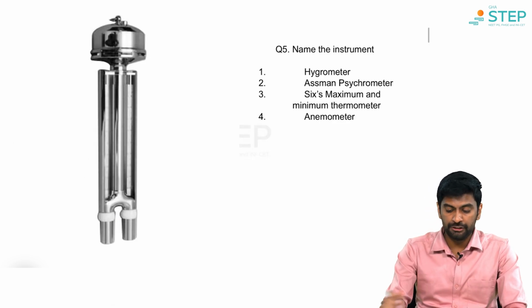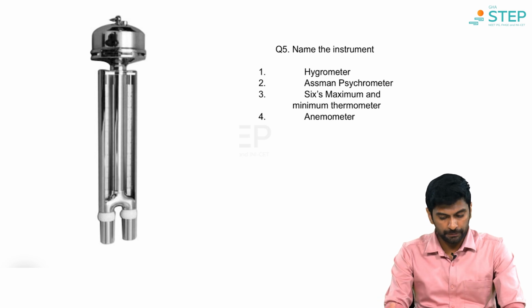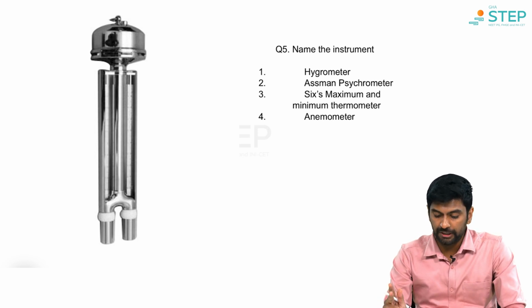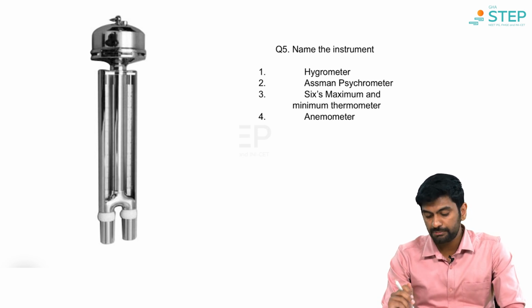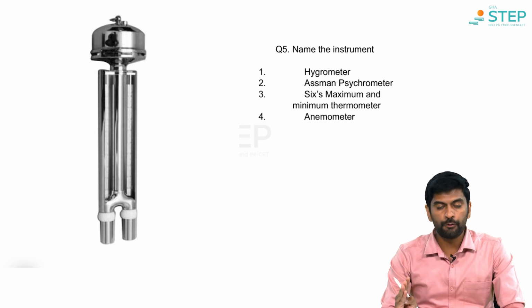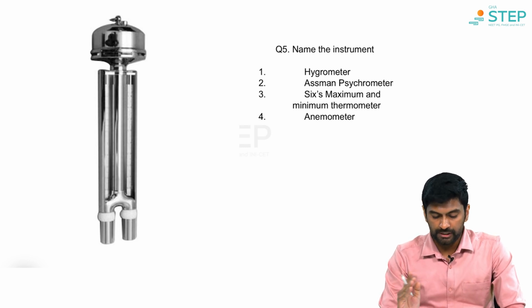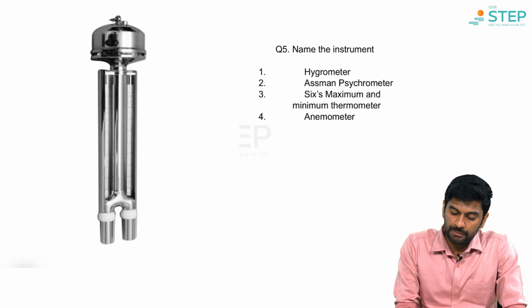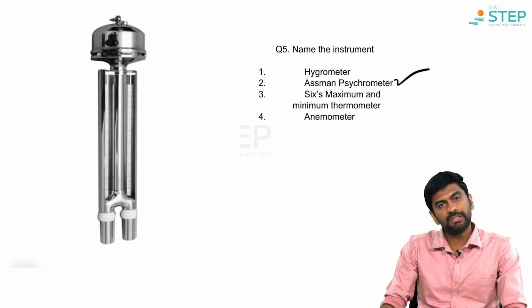Next, name the instrument. 1, hygrometer; 2, Assmann Psychrometer; 3, maximum and minimum thermometer; 4, anemometer. The answer to this is an Assmann Psychrometer. So it's an image-based question.